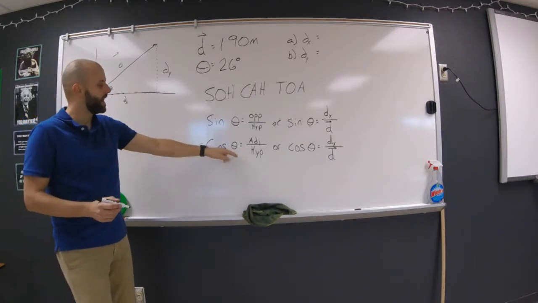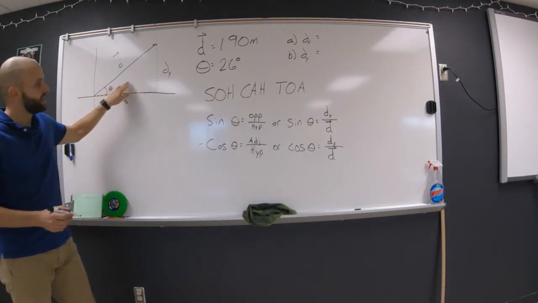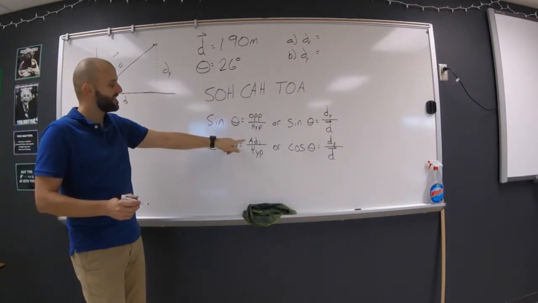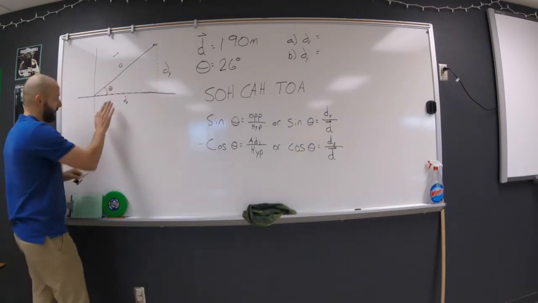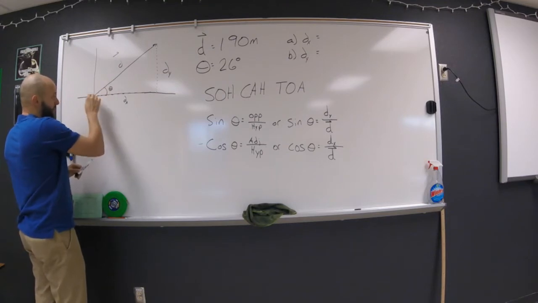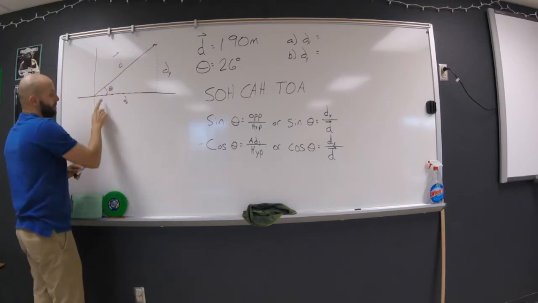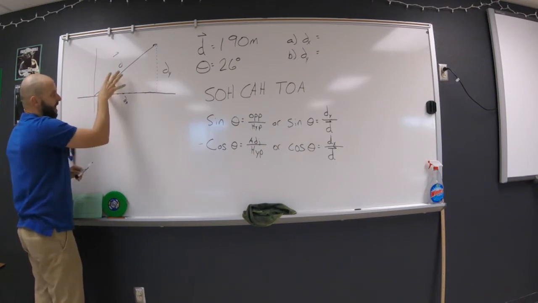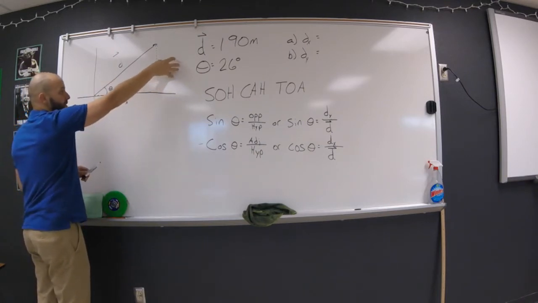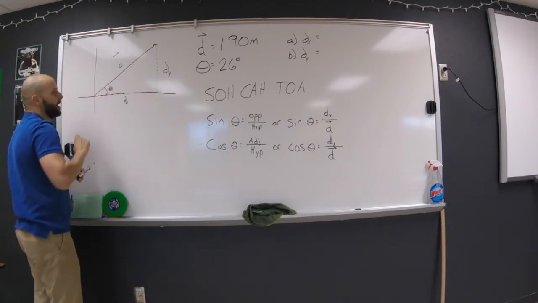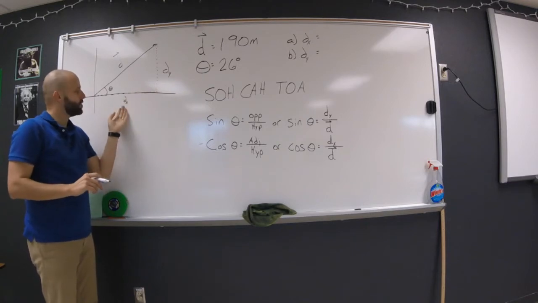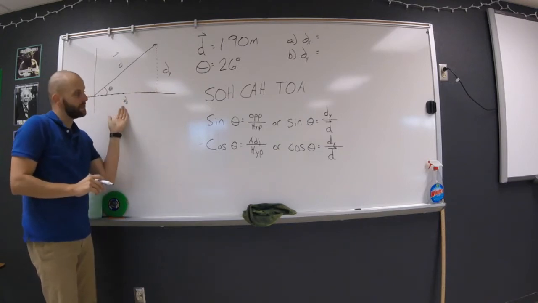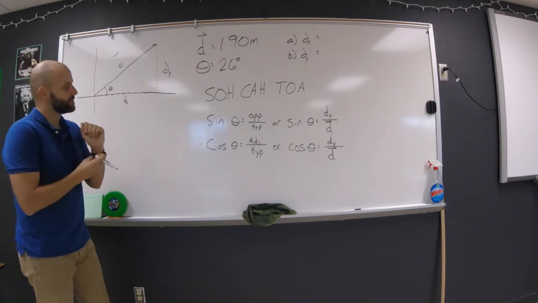You're going to take the cosine of this angle, so in this case it's 26, and then you're going to take the adjacent. Let me give you a little help and a reminder on triangles. This side will be the hypotenuse, and this side will always be the adjacent. This is always going to be the opposite. The vertical component will always be the opposite of a vector, and the horizontal component will always be the adjacent for our purposes.